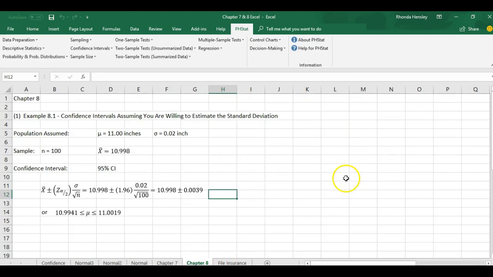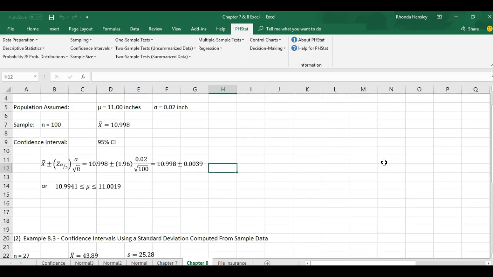And remember, the size of the margin of error is very much dependent on the confidence level that you choose. So 95% would give you one number. If I chose 90%, I would have had a 1.645 in here. And if I chose 75%, I'd have even a different number. So it's important to think about the confidence interval. Anyway, that's example 8.1, if you're going to estimate the population standard deviation.